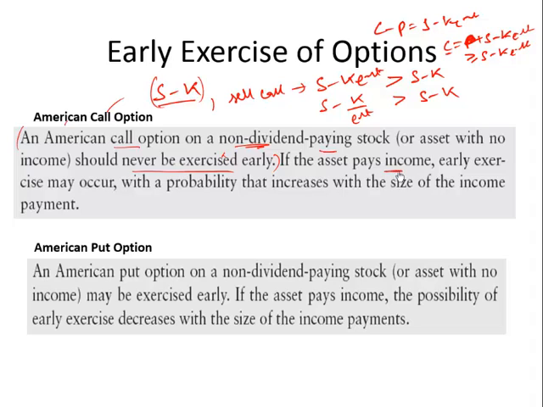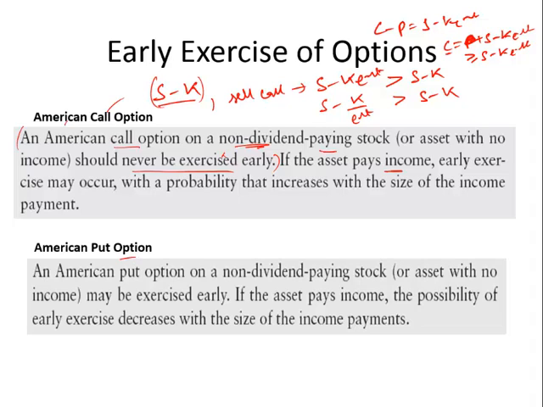If the asset pays income, then you can't say that, because then S gets replaced by S e raised to power minus R star T. So this doesn't remain S minus K e raised to power minus RT anymore. This minimum value will become S e raised to power minus R star T minus K e raised to power minus RT. Then you can't confidently say that this will always be greater than S minus K. So for dividend paying stocks, early exercise may occur, especially if the dividend payments are large, then you may want to exercise right now, as the stock may come down in the future when the dividend gets paid.